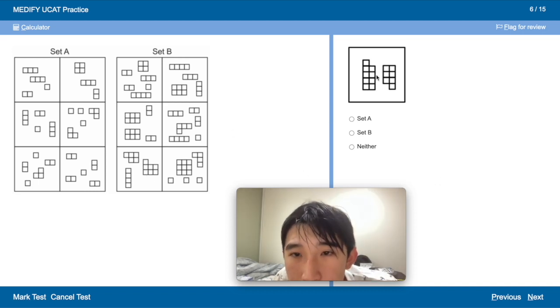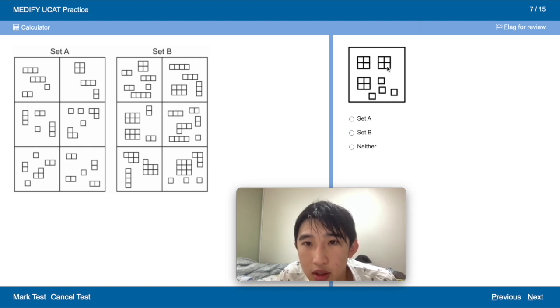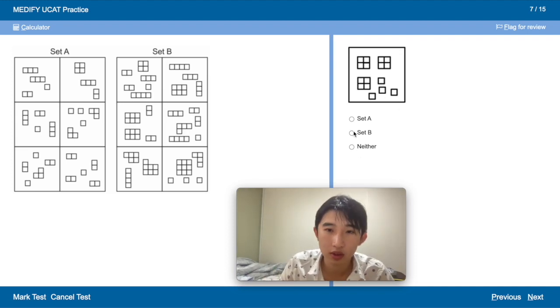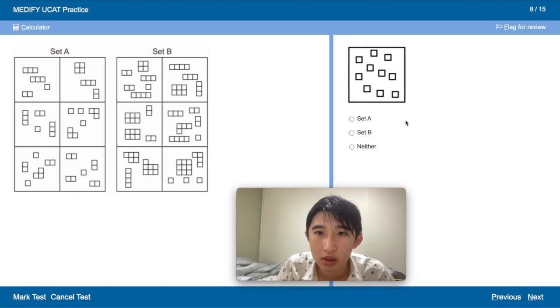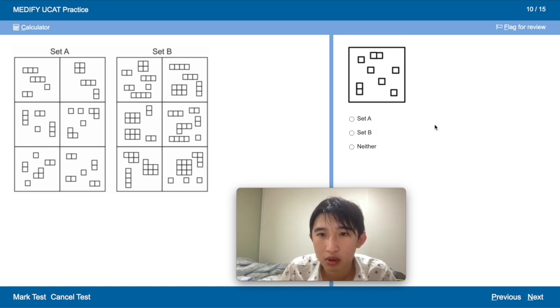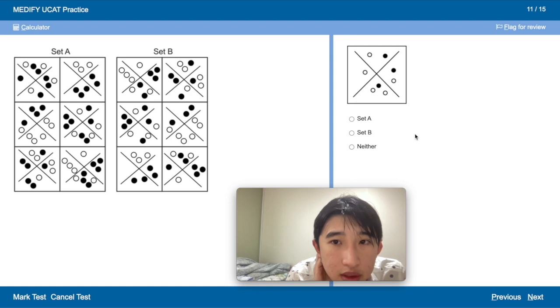All right. Eight, nine, go. 16. Sixteen, so set B. That's 10, so it's neither. Sixteen, set B. Nine, which is set A. All right. Okay. Let's see how this works.